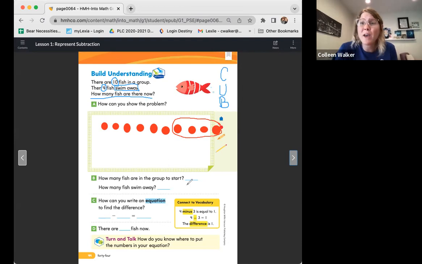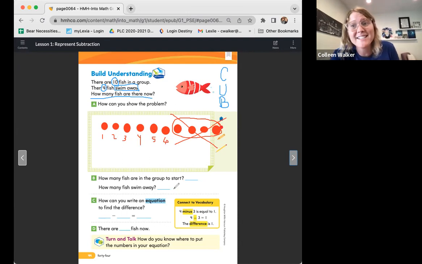And those fish swam away. That means they're not part of the group anymore. So we can just take a big X and mark it on top of those because they swam away. So they're not with the same group of fish anymore. Now we need to figure out how many fish are left. Can you help me count, friends? 1, 2, 3, 4, 5, and 6. Awesome. Okay, let's answer some questions.